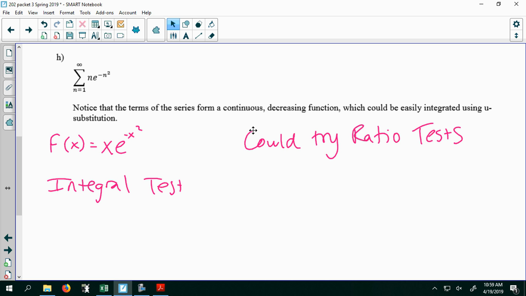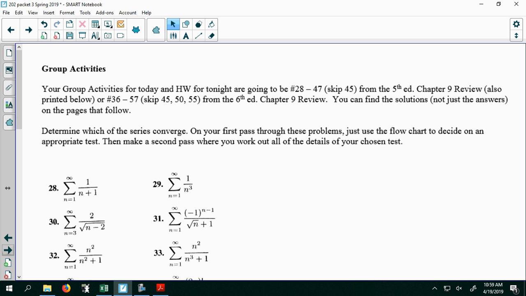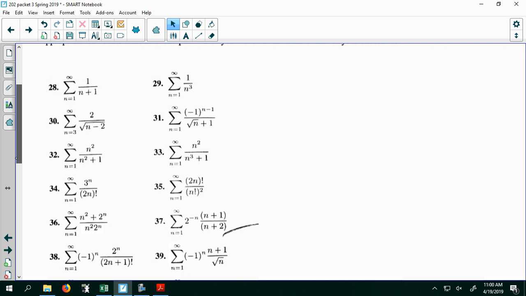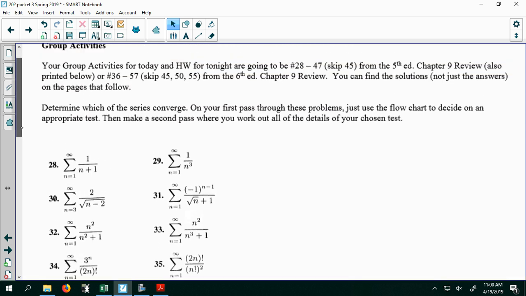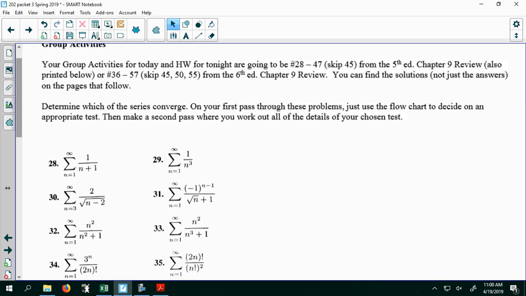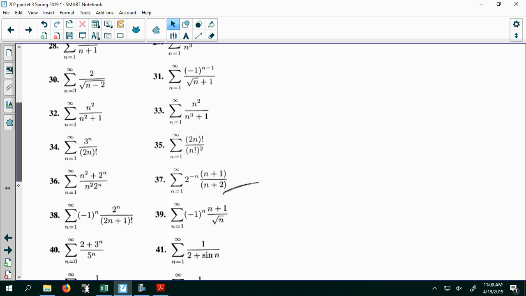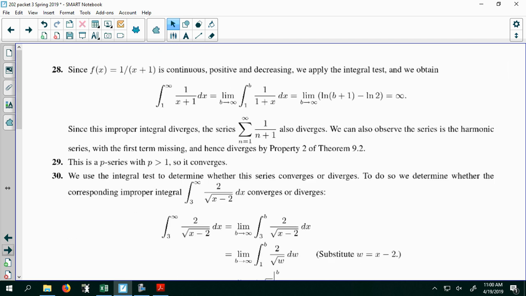All right, so that's it for the demo. Your group activities for today and your homework for tonight is from the 5th edition, number 28 through 47, skipping number 45. From the Chapter 9 review, the problems are all printed down here. So we want to determine which of the series converge. On your first pass through, just use the flowchart and decide on what tests might be appropriate. Test or tests. Then make a second pass through where you work out the details of your chosen test. You have the solutions, not just the answers, but the entire solutions all written out on the next couple of pages.